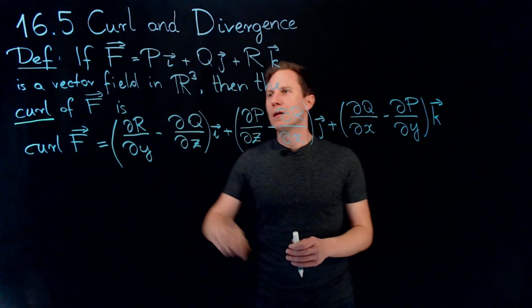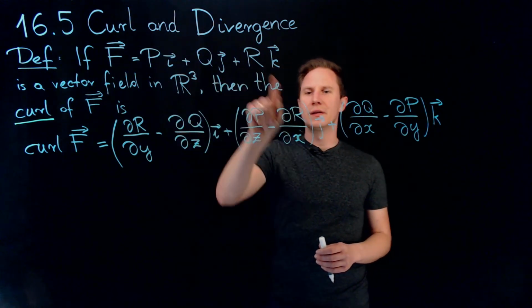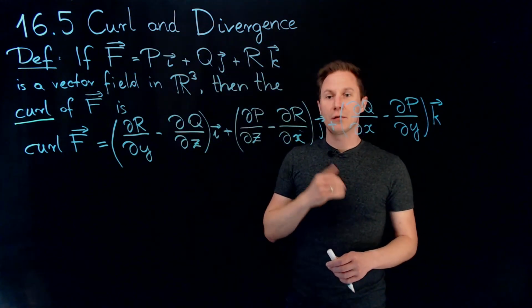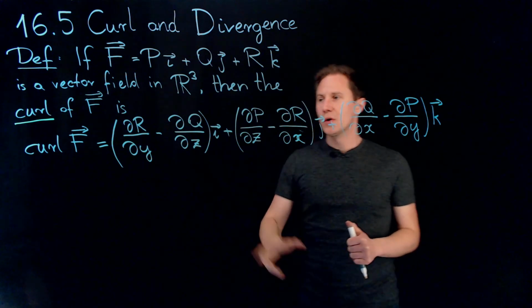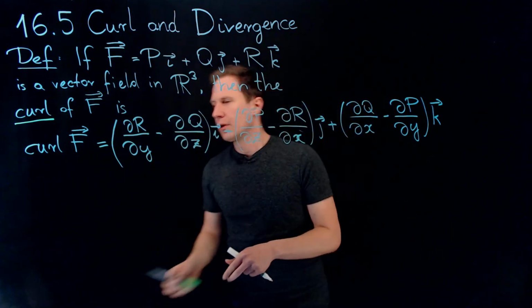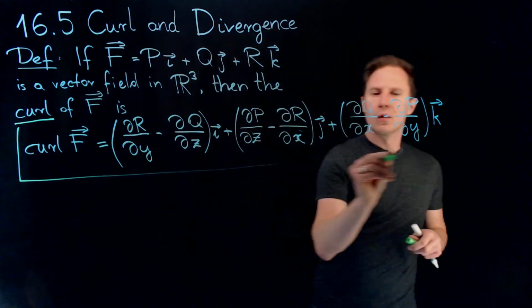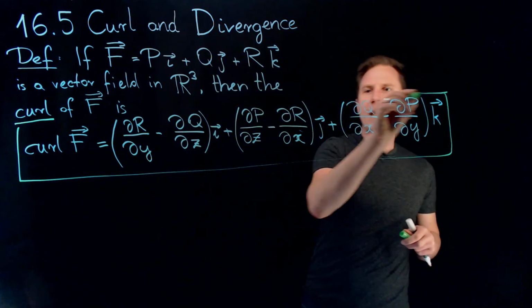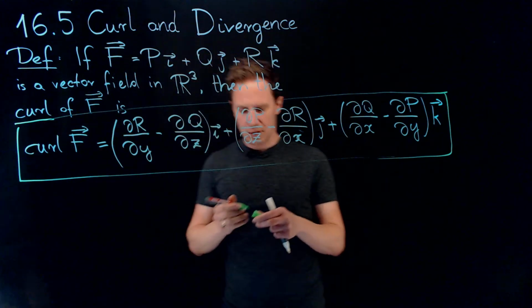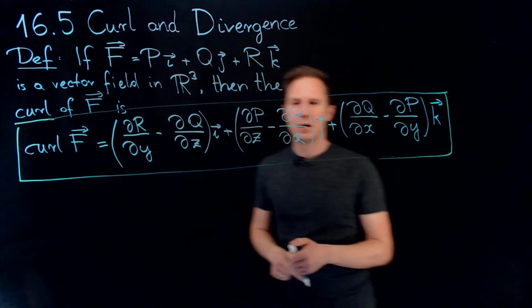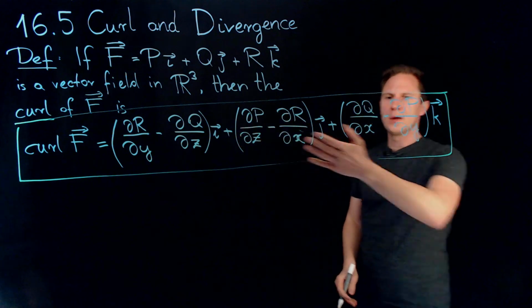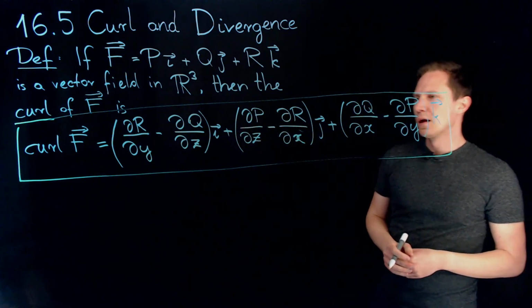So as I said, these components of our vector field F, P, Q, and R, they are functions of x, y, and z. So the curl of F has components formed by taking the various partial derivatives of these functions P, Q, and R, and taking this combination of those.